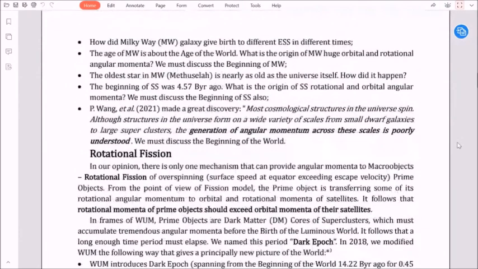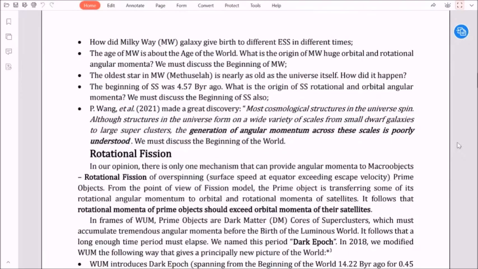How did the Milky Way galaxy give birth to different extrasolar systems at different times? The age of the Milky Way is about the age of the world. What is the origin of the Milky Way's huge orbital and rotational angular momentum? We must discuss the beginning of the Milky Way. The oldest star in the Milky Way, Methuselah, is nearly as old as the universe itself.